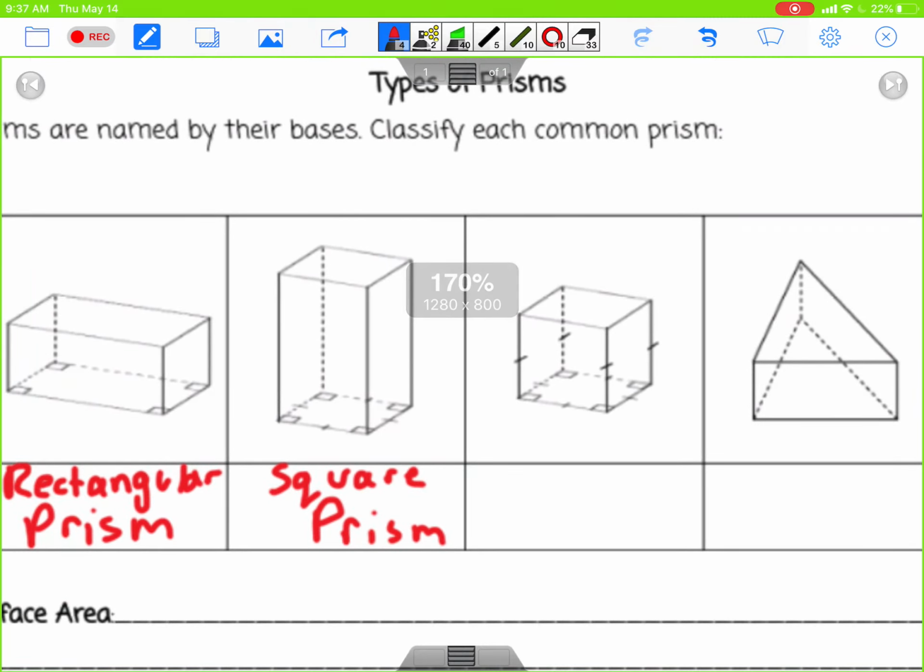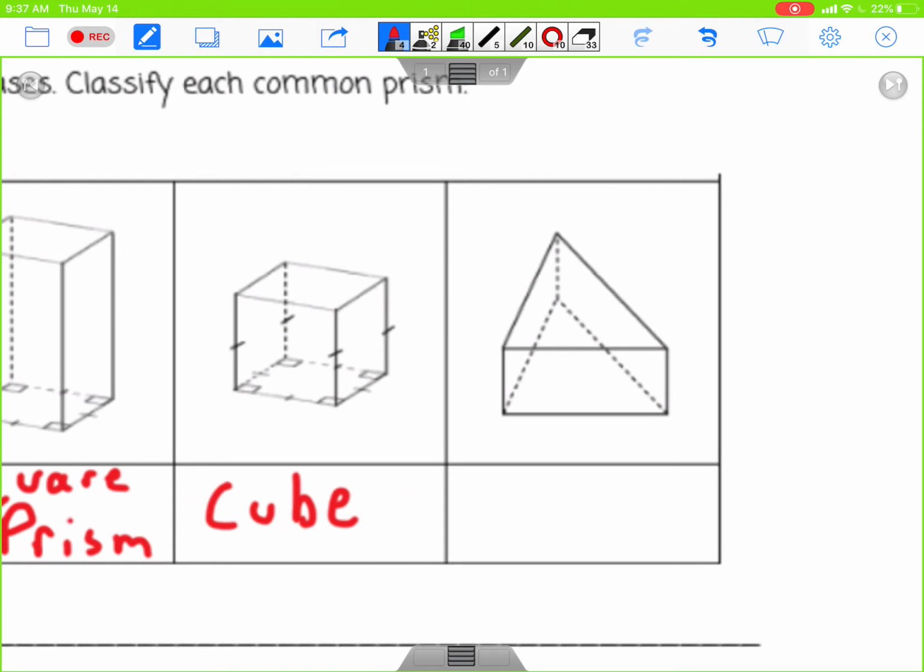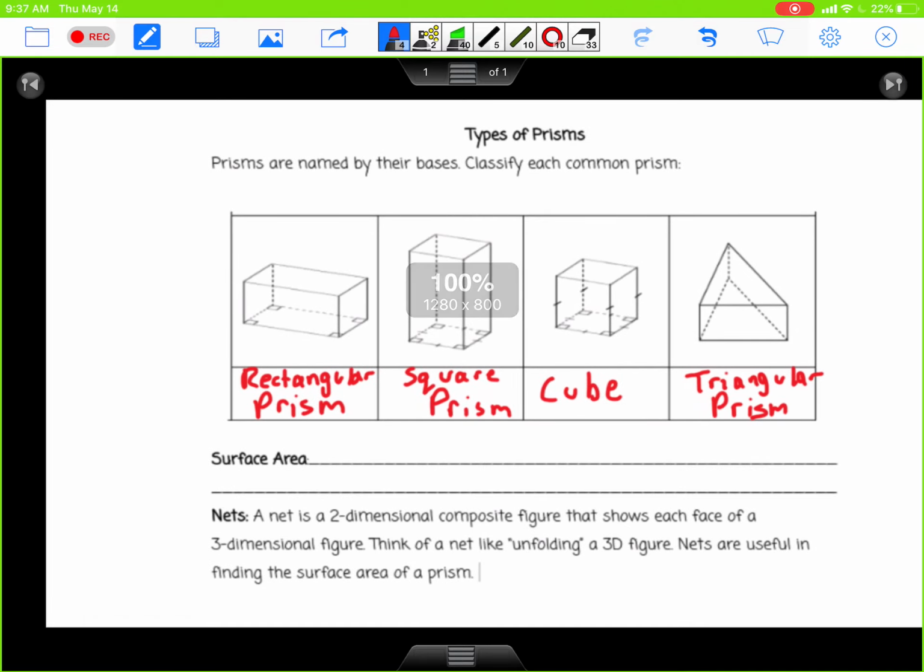This third one is kind of like a special case. Everything is a square in this shape, so this is simply a cube. When everything's a square, it's just a cube. And lastly, our bases are triangles for this one here, so that is a triangular prism. Pretty simple way of naming them.